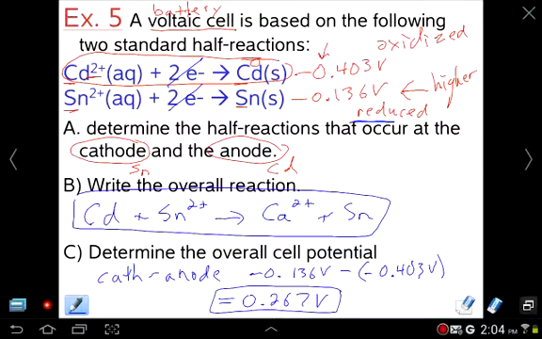Now the voltage of a spontaneous reaction will always be positive. In fact, we'll take a look at this in the subsequent lessons, but if the voltage is positive, which it is in this case, that means the reaction will run. So this is a good example to overview the whole thing.